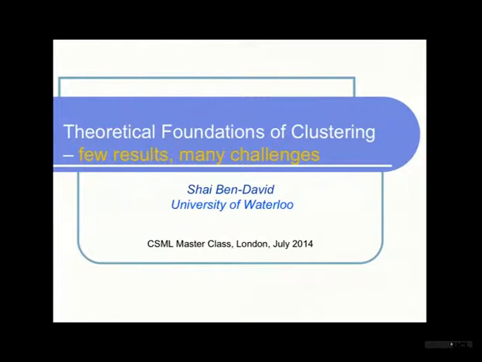Okay, so I'm going to talk. This talk is going to be about the foundations of clustering, and as the title already says, there are few results and there are many challenges. And one of my goals is to encourage people to look into those questions. It seems that it's an area where there's a lot of practical applications, tons of papers coming out every year, but very, very little theoretical understanding.